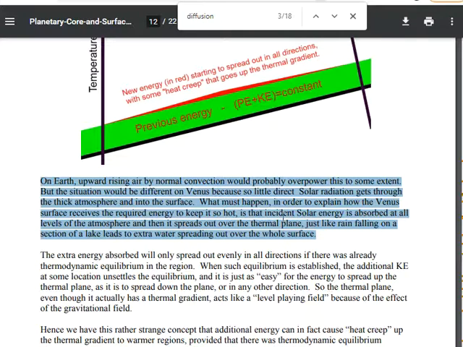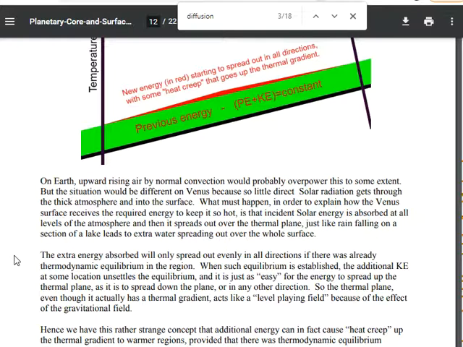hot is that incident solar energy is absorbed at all levels of the atmosphere, and then it spreads out over the whole plane, just like rain falling on a section of a lake leads to extra water spreading out over the whole surface.